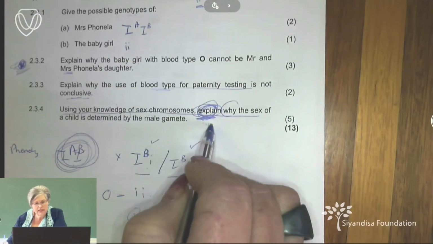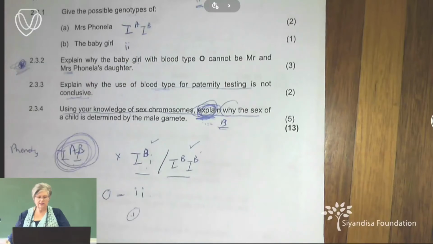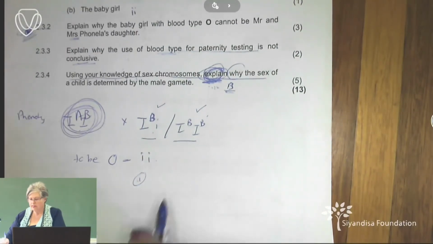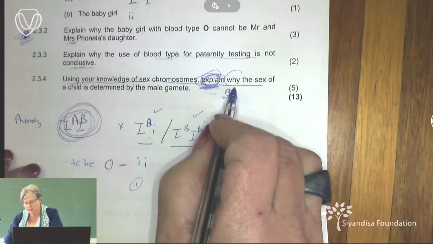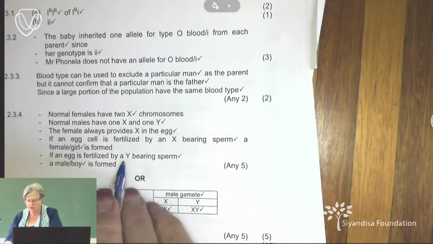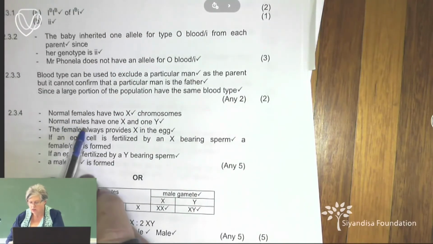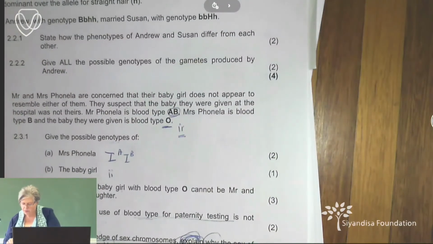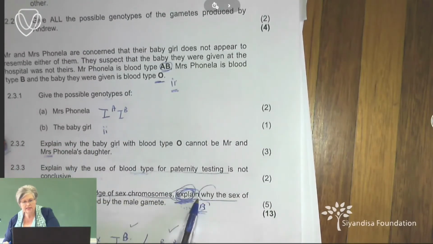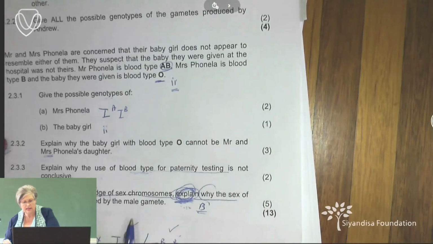It says explain. So although this is a level B question, an easy question, many learners got it wrong because they have not written it out. They have actually done the genetic cross. So look at the question, use your knowledge of sex chromosomes and explain why the sex of a child is determined by the male gamete.